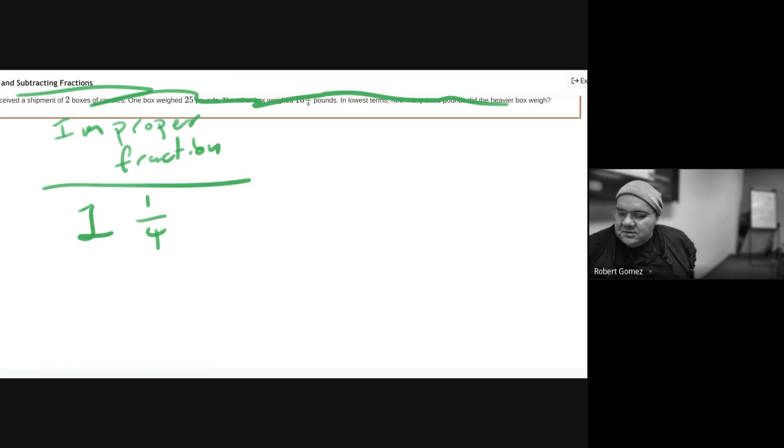So let's take a look at this. We're going to take an improper fraction and turn it into a mixed number. Or I'm sorry, did I totally mess that up? We're taking a mixed number and turning it into an improper fraction. So I apologize for that. Hopefully you took your notes in pencil.